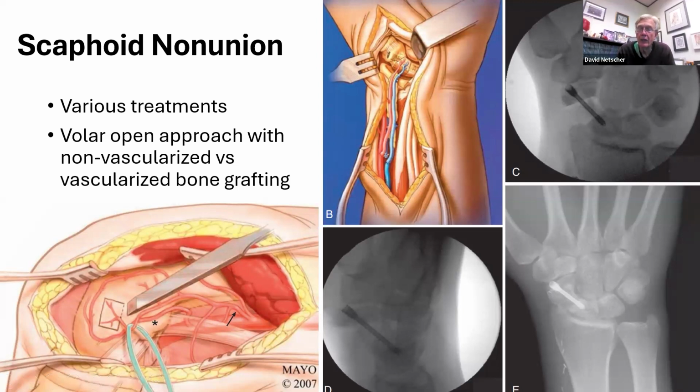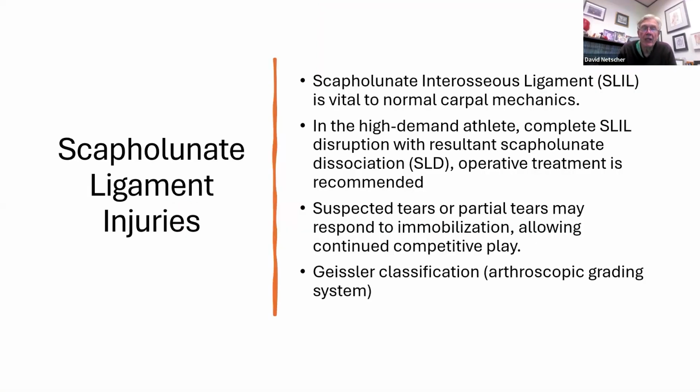And if you fail to treat a non-union, that patient will go on to full-blown arthritis in the wrist because the whole wrist will collapse around the fracture. So tied into scaphoid fractures are scapholunate ligament injuries. The scapholunate junction, there's a very strong interosseous ligament that joins those two bones together, and that is a key structure to maintaining the stability of the wrist.